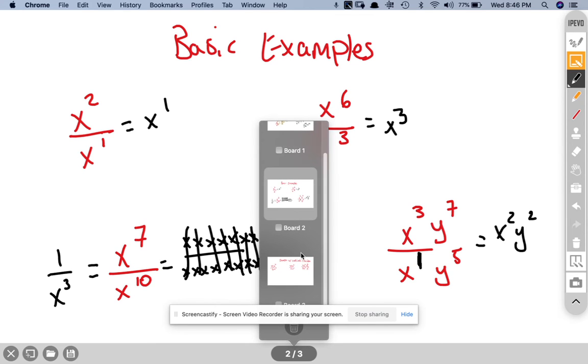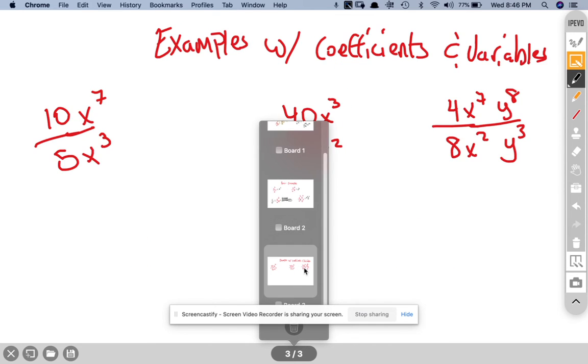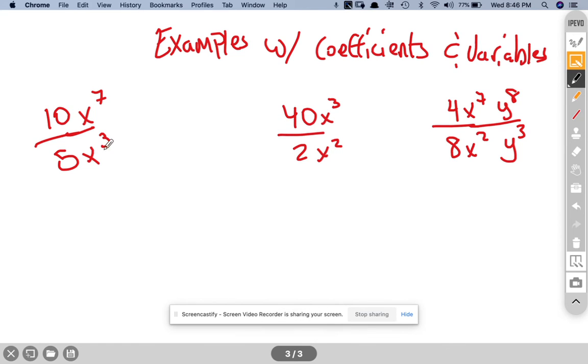Okay. Last bit, combination with coefficients and letters again. So if we take a look, if I just crossed out and pretended they weren't there, this problem, when I read it out loud, says 10 divided by 5, which is 2. So now I'm going to do the exponent properties. 7 minus 3 is 4. If I pretend I have no x's, 40 divided by 2 is 20. And now 3 minus 2 is 1x.